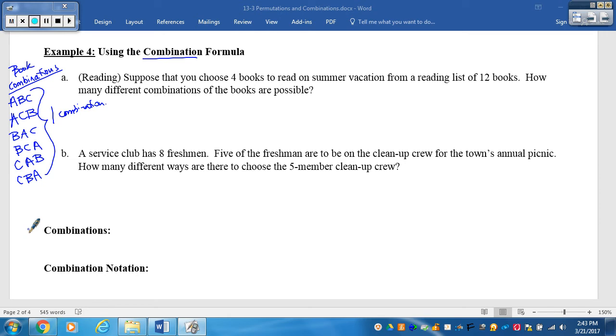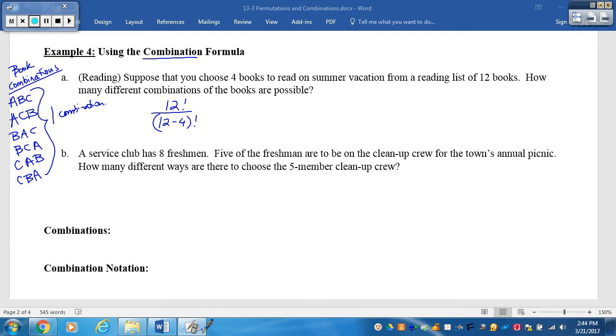And so if we take a look here, I'm going to go ahead and do this. If we have 12 different books to choose from, that's going to be 12 factorial. Okay? And if there are 4 books that I'm choosing from that, I'm going to do the 12 minus 4 factorial. Okay? So far everything looks great.